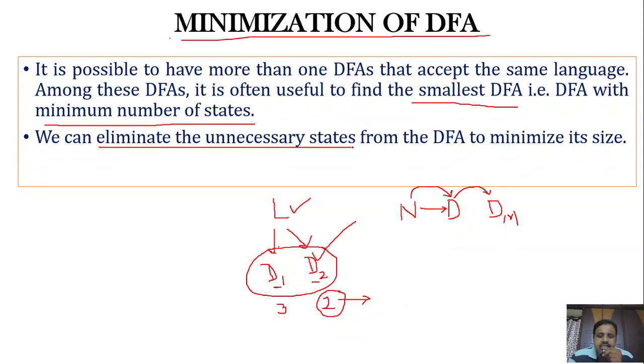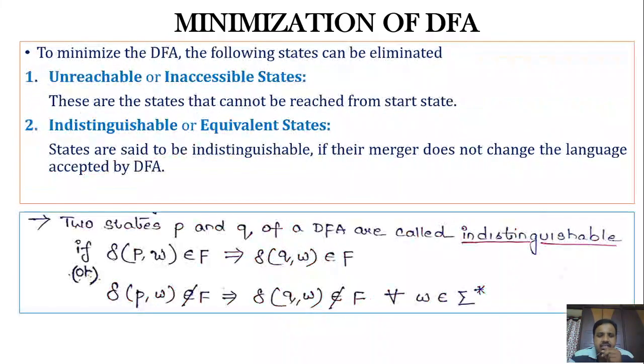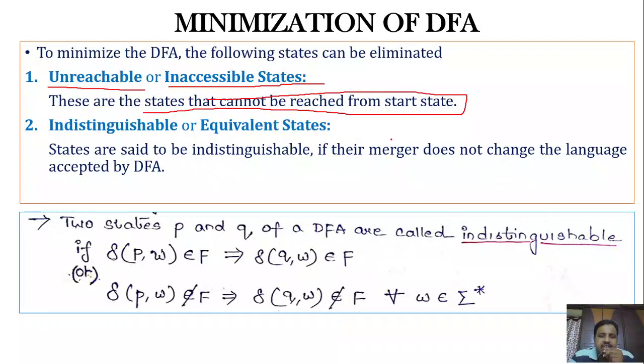Okay. So next thing we will discuss how to eliminate these unnecessary states. What are the unnecessary states? First, we have to identify the unreachable or inaccessible states. What is an unreachable or inaccessible state? A state that cannot be reached from the start state is called an unreachable state.